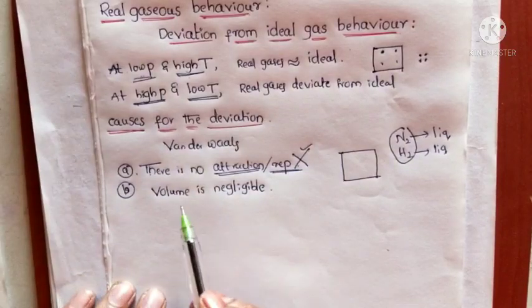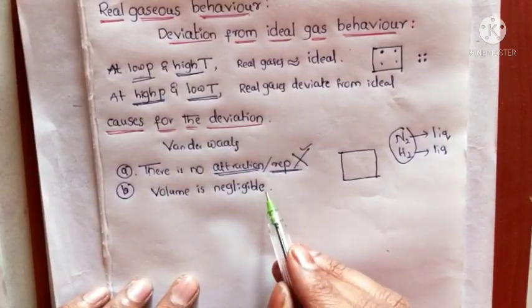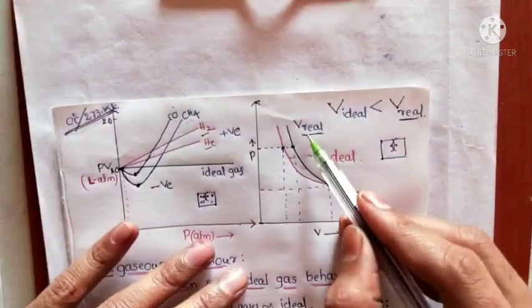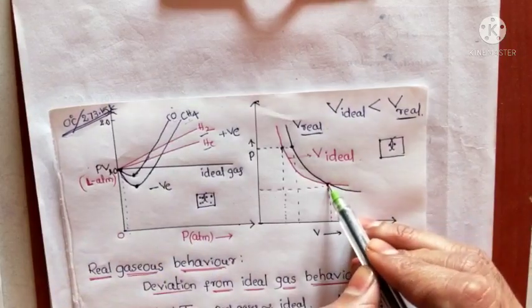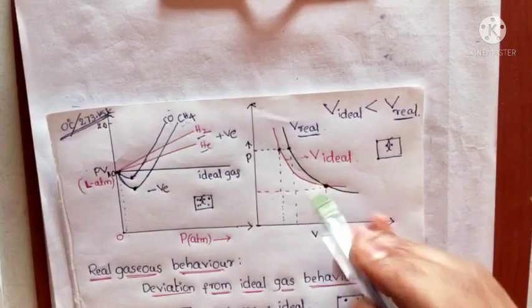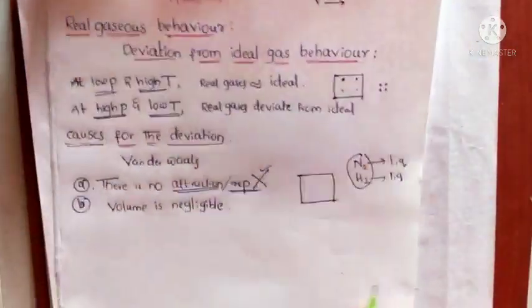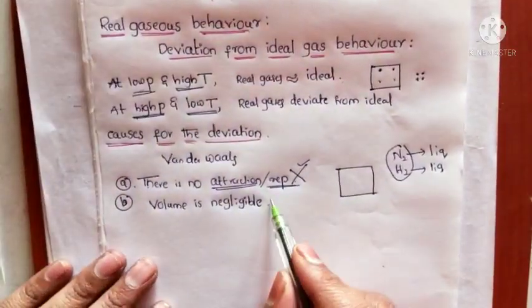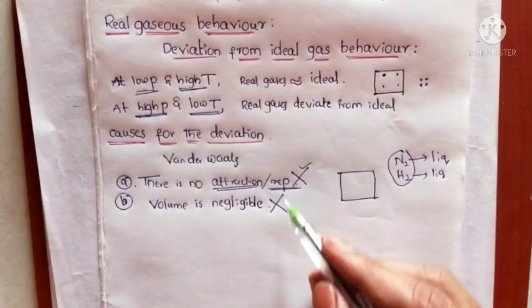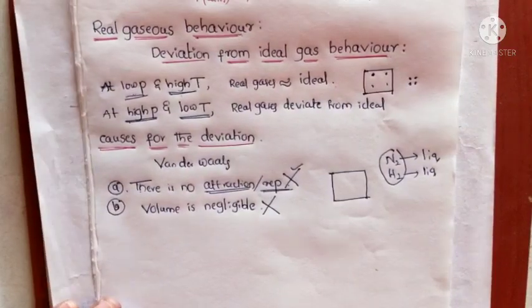And the next one is that volume is negligible. If volume is negligible, for example, it is right. What happens in our graph? Both volumes should coincide. But here what happened? At some conditions, they deviate. So this assumption is also wrong. These two are wrong assumptions. That's why real gases deviate from ideal gas behavior.